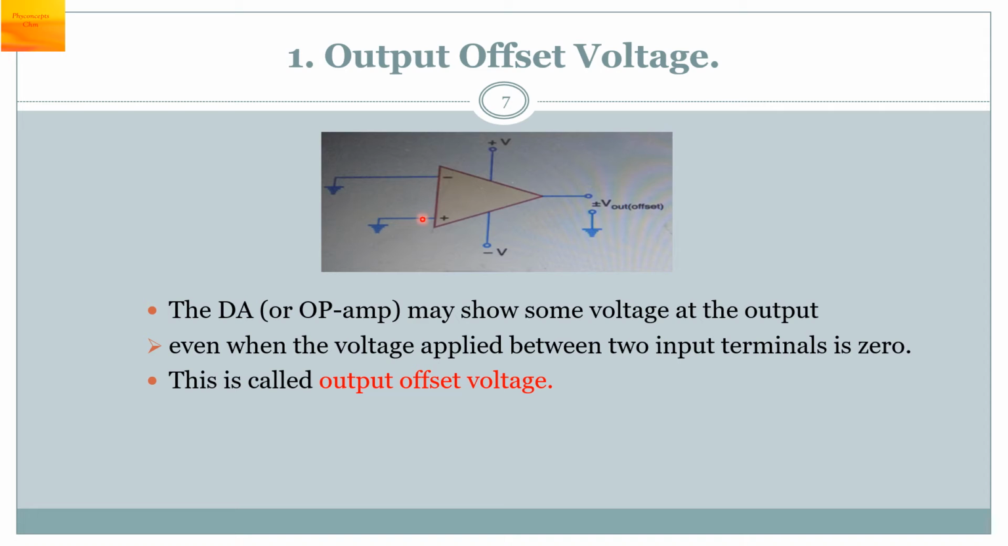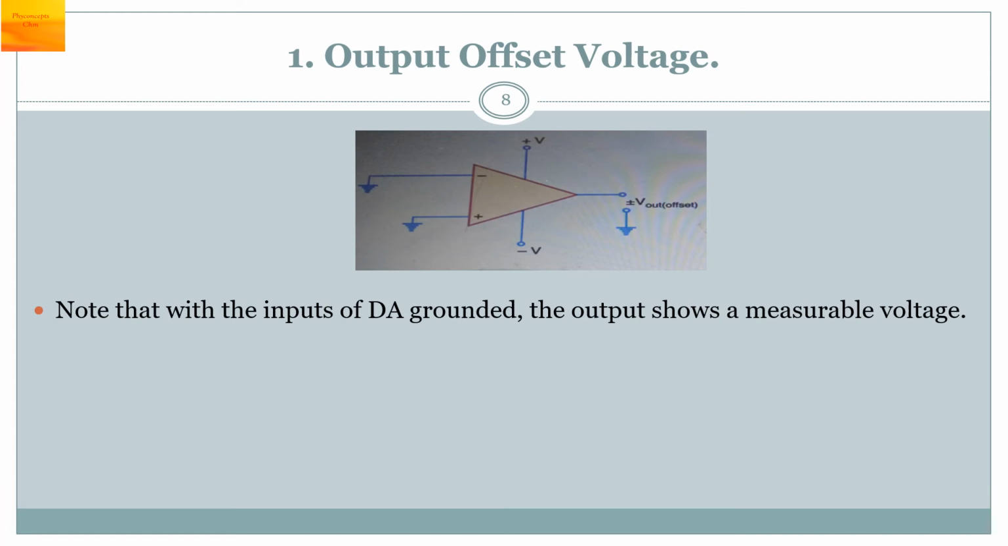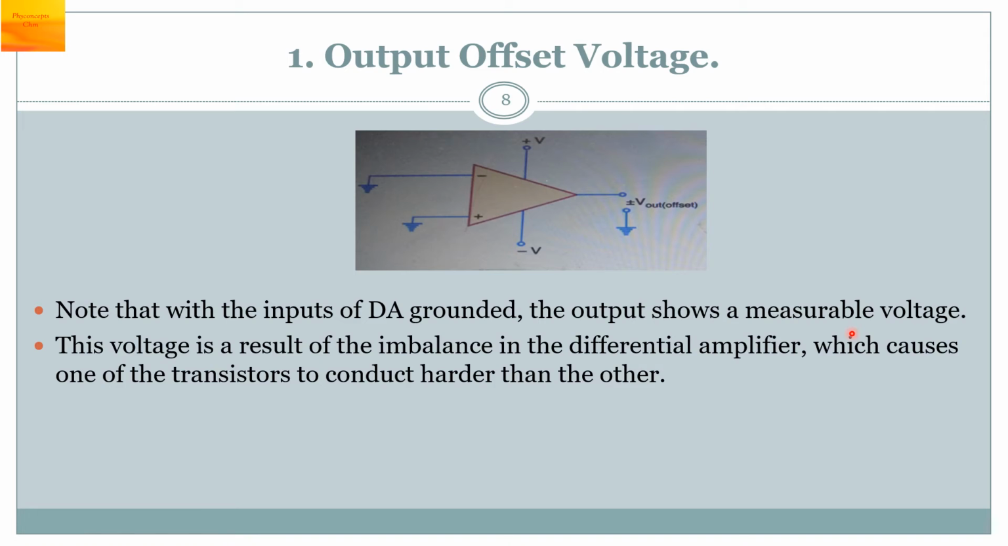We can see the inputs are grounded, the input voltage is 0. Even then some output voltage will appear. This is called the output offset voltage. So the inputs of the differential amplifier are grounded. The output shows a measurable voltage. This voltage is a result of the imbalance in the differential amplifier, which causes one of the transistors to conduct harder than the other.